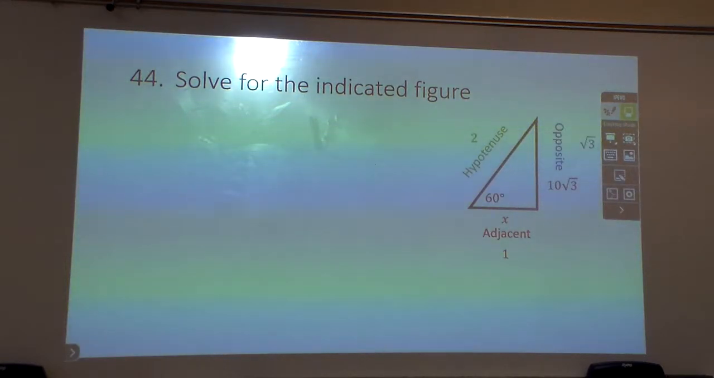Short side, and notice I have that square root of 3. So 10 square roots of 3 divided by square root of 3. What's going to happen to the square root? It's just going to cancel out, and you get 10, right? Or if you want to do the other method, opposite over adjacent.